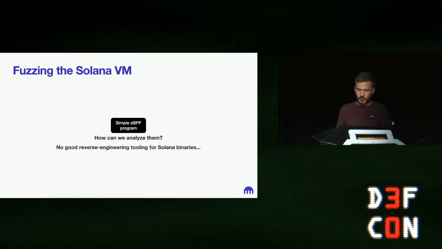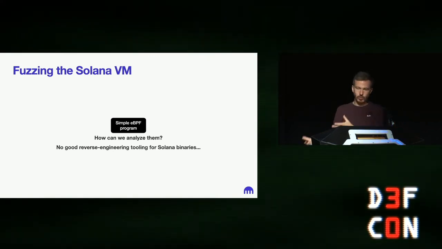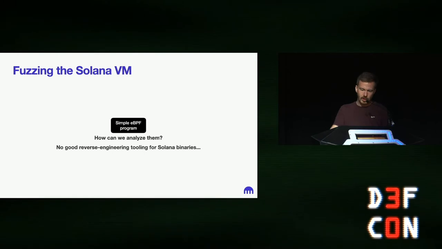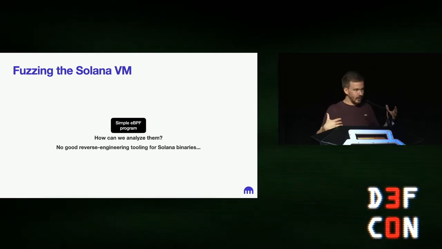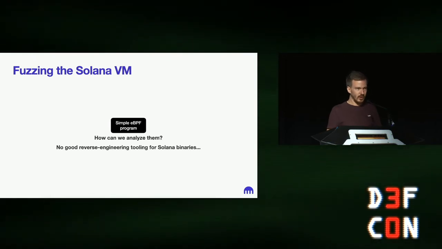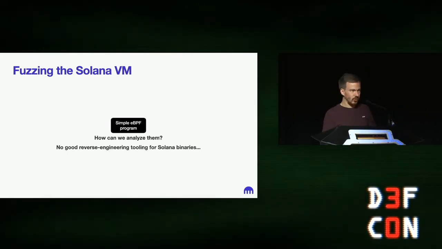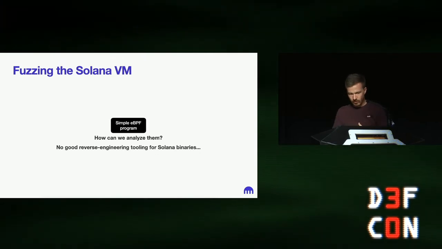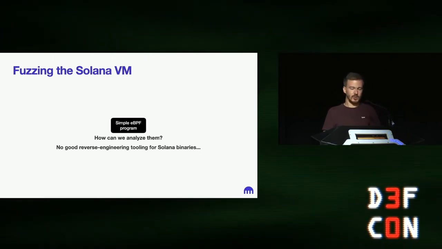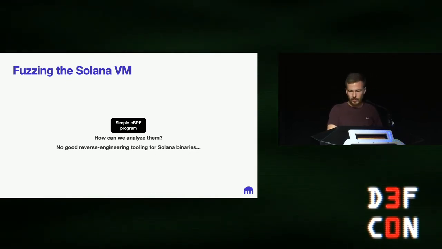At this point in time, there was simply no good reverse engineering tooling to actually look at the compiled output of a Solana smart contract. There was a disassembly that gives you a huge text dump, but that doesn't really help you because Solana contracts tend to be pretty complex and pretty large. You can easily have a lot of libraries and dependencies in there, and it's very easy for these to get very large, and you really want to have an interactive disassembler to work with them.